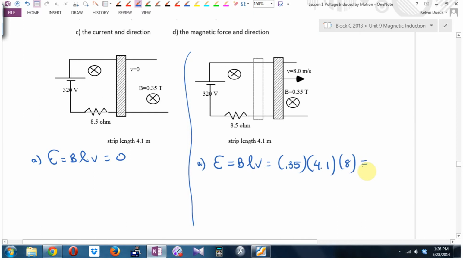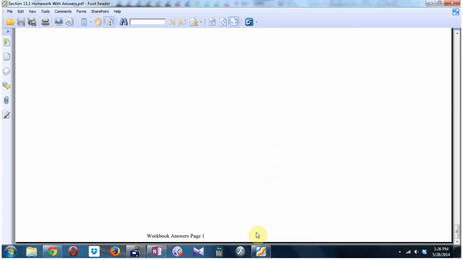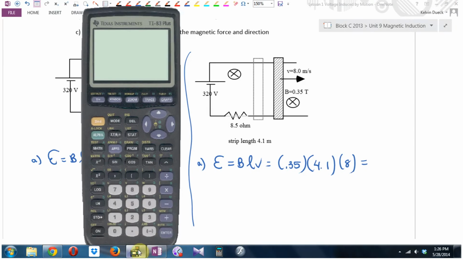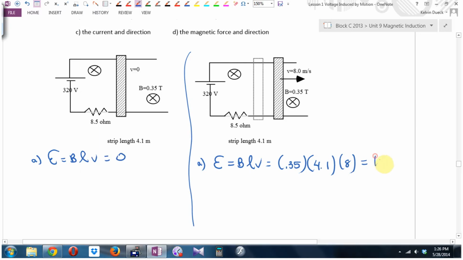What will the induced voltage be? 0.35 times 4.1 times 8. 11.5? Is that right? Okay.